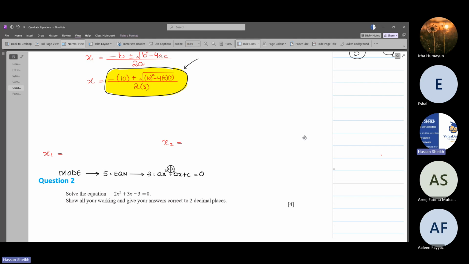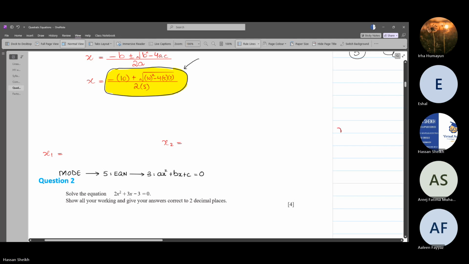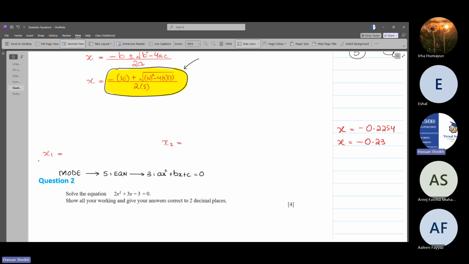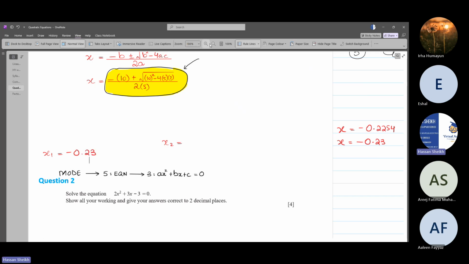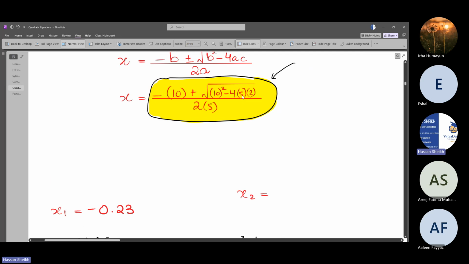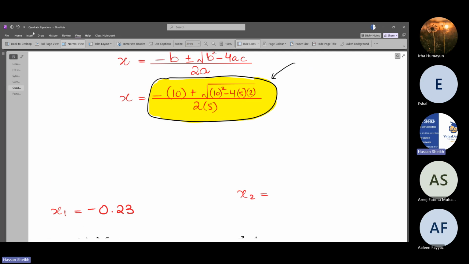Look, students, the answer you got in the calculator is minus 0.2254. We need to round it off to two decimal places. So it must be minus 0.23. Agree? Yes. Now let me tell you how you will get this answer if you don't have that calculator.